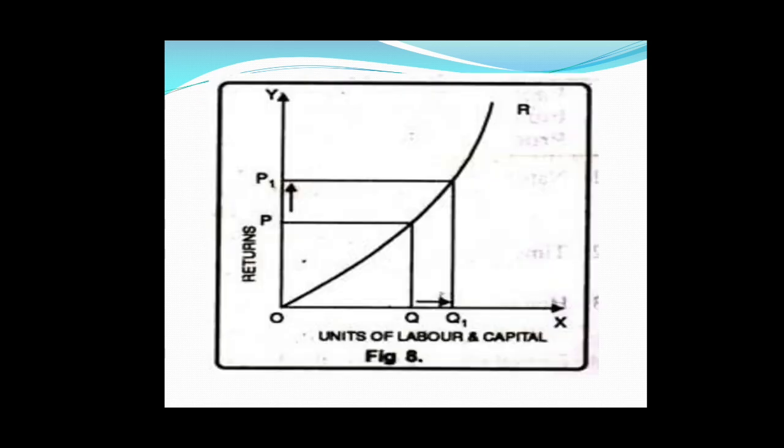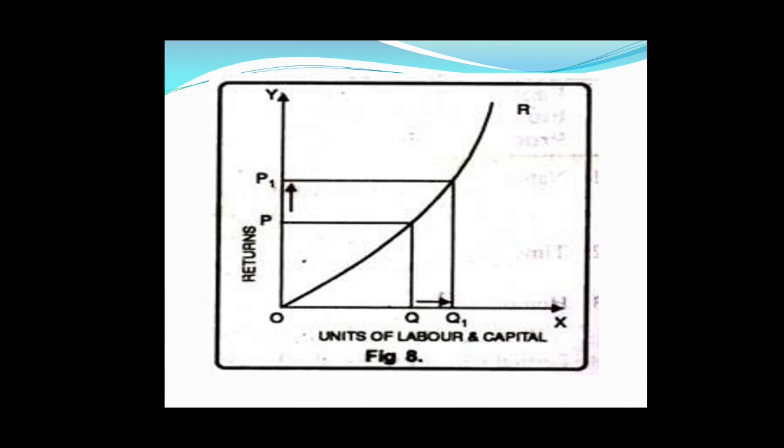Dear students, we can illustrate the increasing returns to scale with the help of a diagram given here. Here in this figure, OX, or we can say the x-axis, represents the units of variable factors. That is, here we take labor and capital as the variable factor, while OY, that is the y-axis, shows the increase in output or simply returns.